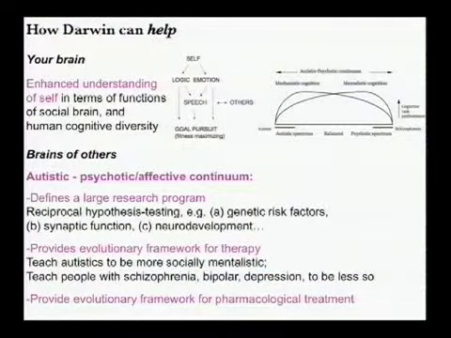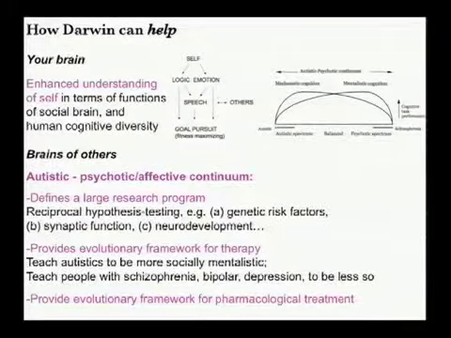These ideas provide an evolutionary framework for therapy. We have known for many years that we should teach autistic individuals to become more socially mentalistic, teach people theory of mind skills. Baron Cohen, for example, has been instrumental in these ideas. Draw autistic individuals out socially. What should we do with people on the other side? We should essentially teach them to be more autistic and less mentalistic.